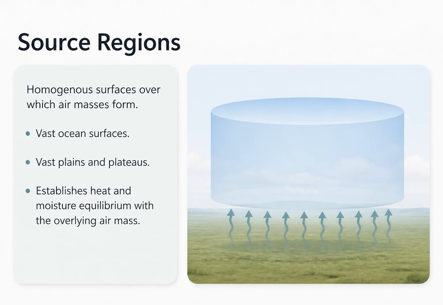An air mass doesn't just form anywhere. It requires a source region. When a large parcel of air remains over a homogeneous, uniform area for a sufficiently long time, it actually acquires the characteristics of that area. These homogeneous regions, which can be vast ocean surfaces or massive plains and plateaus, establish a heat and moisture equilibrium with the air above them.